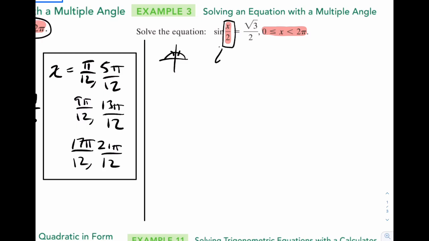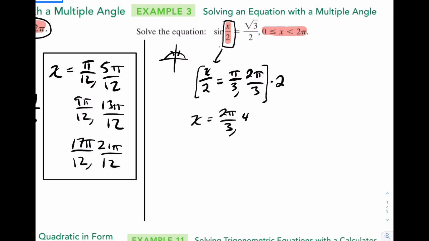So now, same technique. Grab the angle we're working with, x over 2. That's equal to the two angles we just found, which would be pi over 3 and 2 pi over 3. Now be careful, because these answers are within the range, but we haven't solved for x. We solved for x over 2, which means simply take all of these, multiply by 2, and x is actually 2 pi over 3 and 4 pi over 3. And there's our answer.